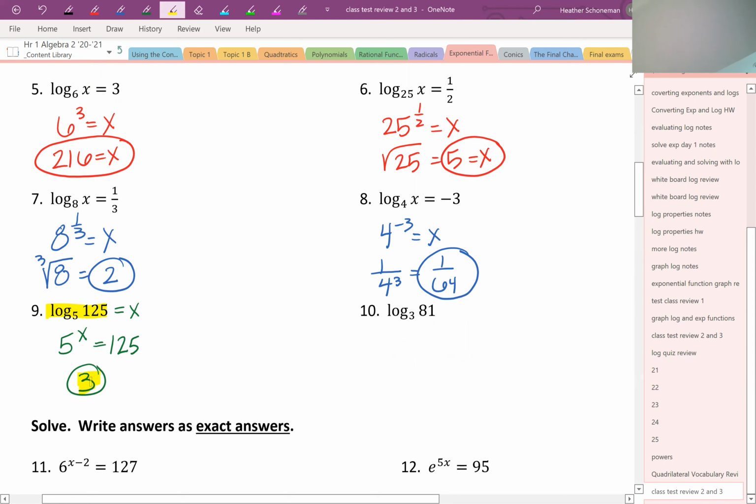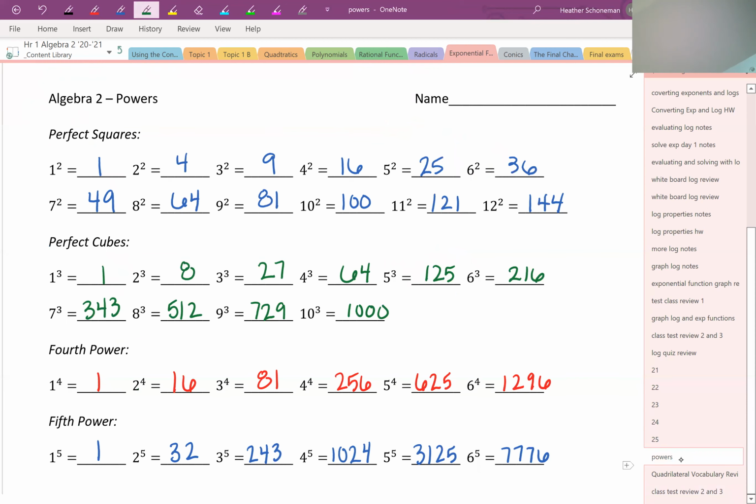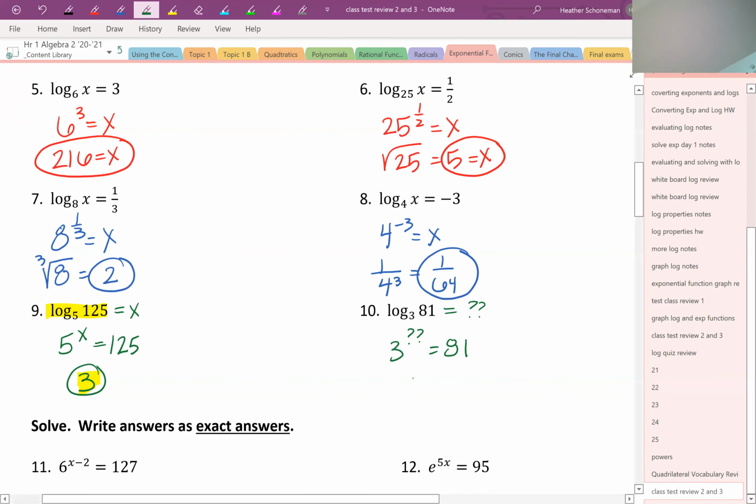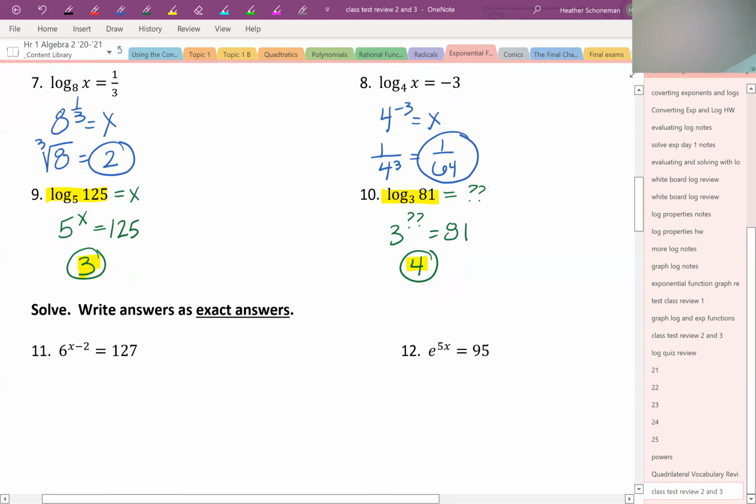It's not that we've solved for x. Again, same idea over here. Log base 3 of 81 equals what number? Well, that means 3 to what number equals 81. That one you may not know right away, but you've got your powers chart. 3 to the third is 27. 3 to the fourth is 81. And so I know this has got to be 4. So now I know that log base 3 of 81 has a value of 4.